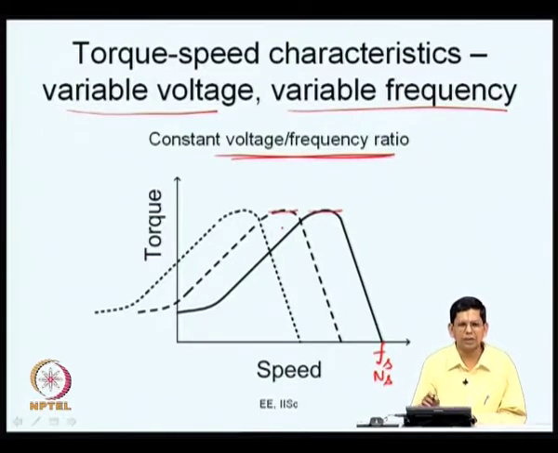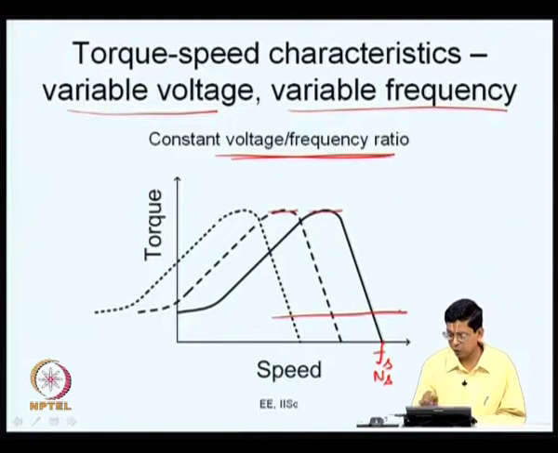Now, this is fairly valid as long as you do not go to lower values of speed, or lower frequencies. At lower frequencies, what you do is you boost up the voltage. The voltage is kept a little higher than what is dictated by the rated V/F ratio. So, you can make up for the reduction in the magnetic field strength by doing that. Well, ignoring that, if you maintain a constant voltage to frequency ratio, it is possible.